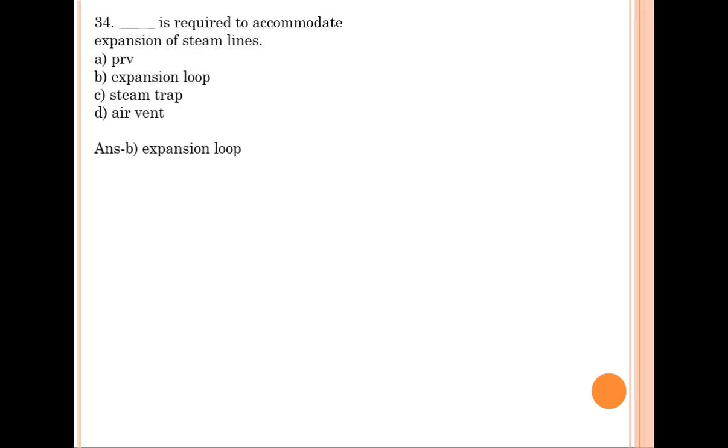This is required to accommodate expansion of steam pipe: PRV, expansion loop, steam trap, air vent. The result is expansion loop. Why? You have seen in steam pipes, we have given some expansion loops for taking up the expansion of the pipe.